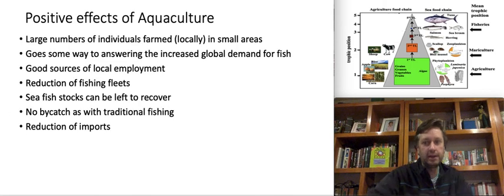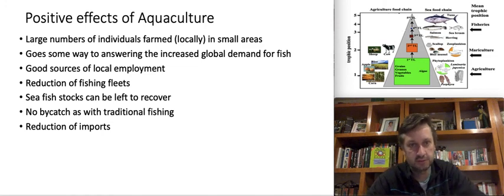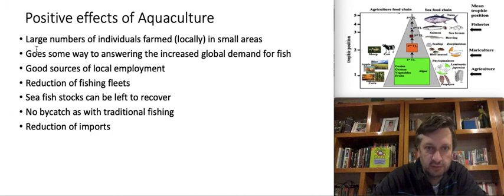Okay, it's not all bad news. Here are some positive effects of aquaculture, again, specifically fish farming. You can farm very large numbers of individuals in a fairly small area, or volume, possibly.